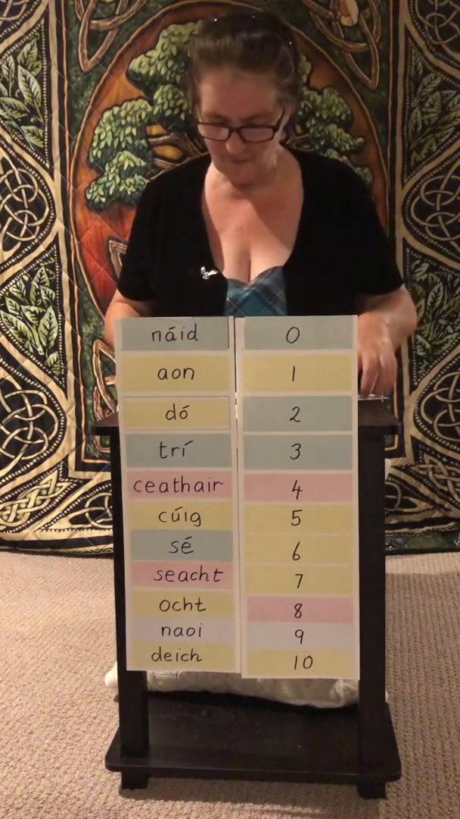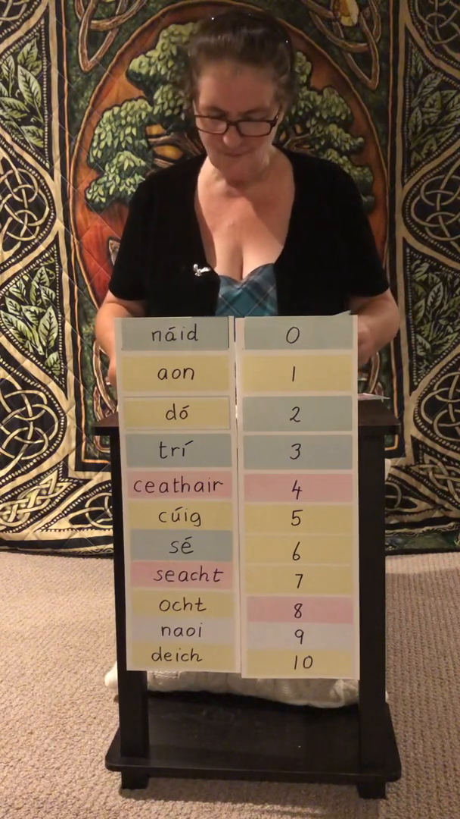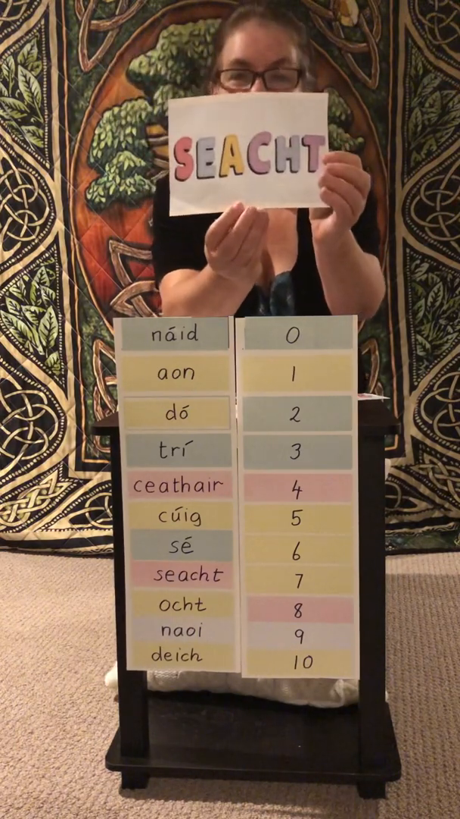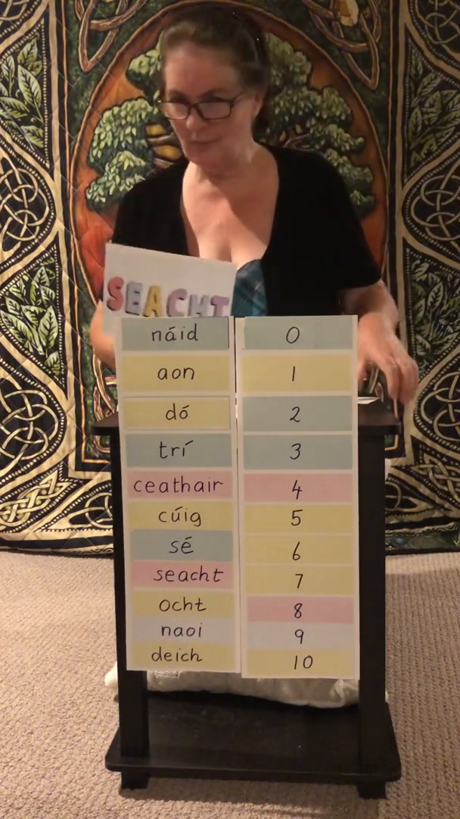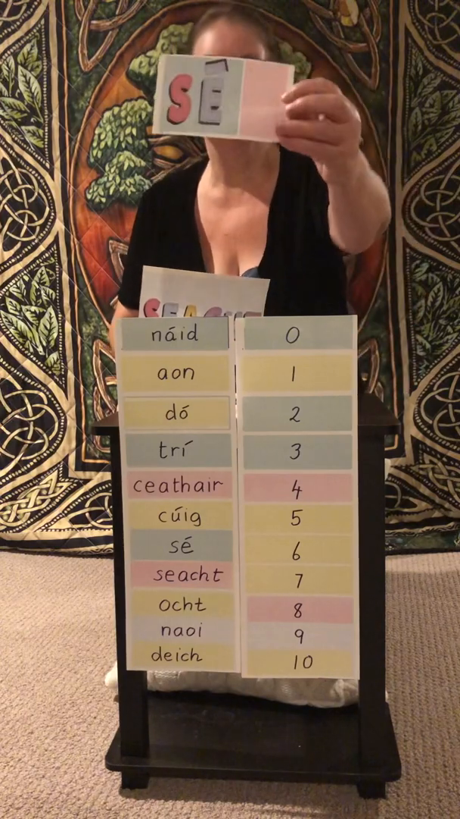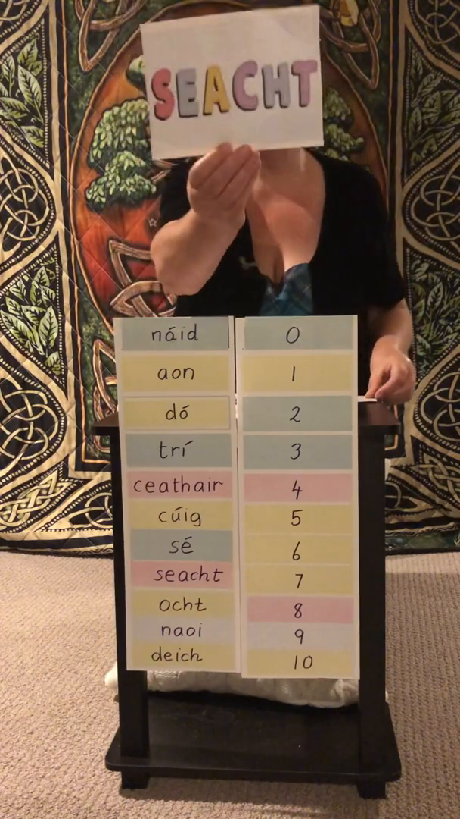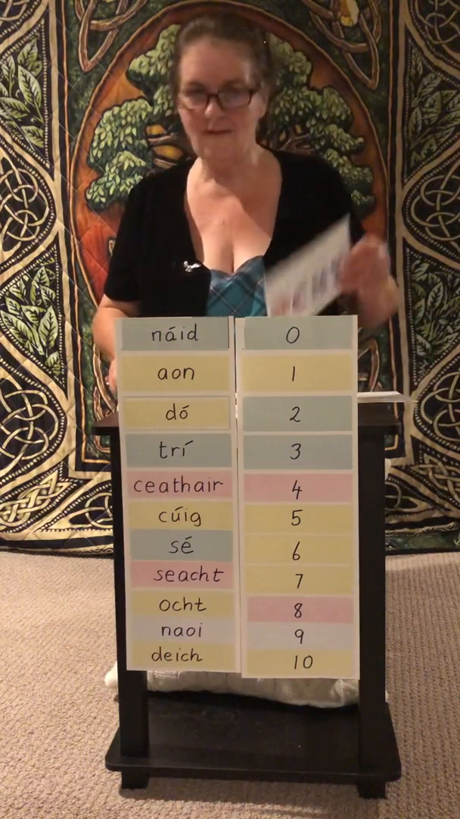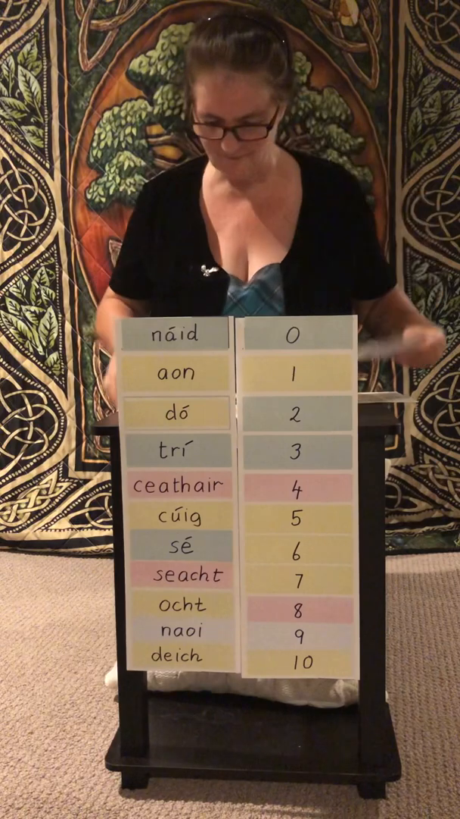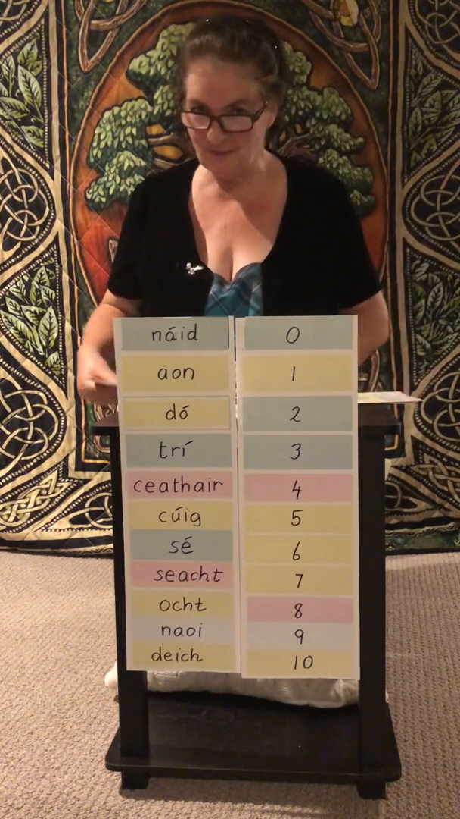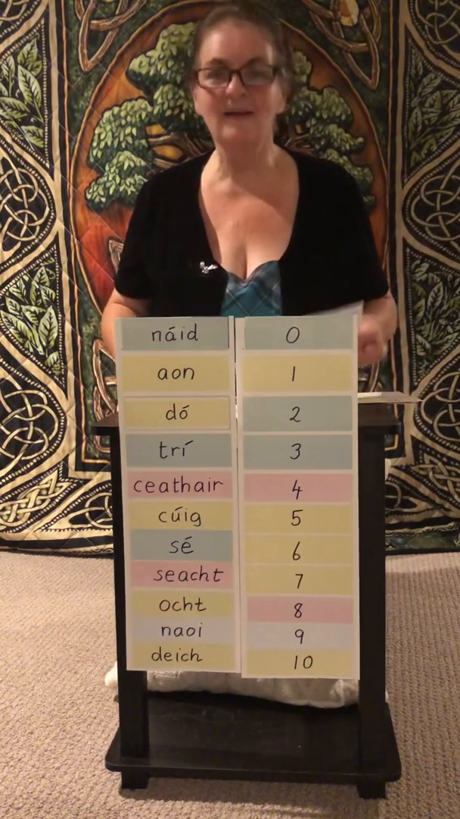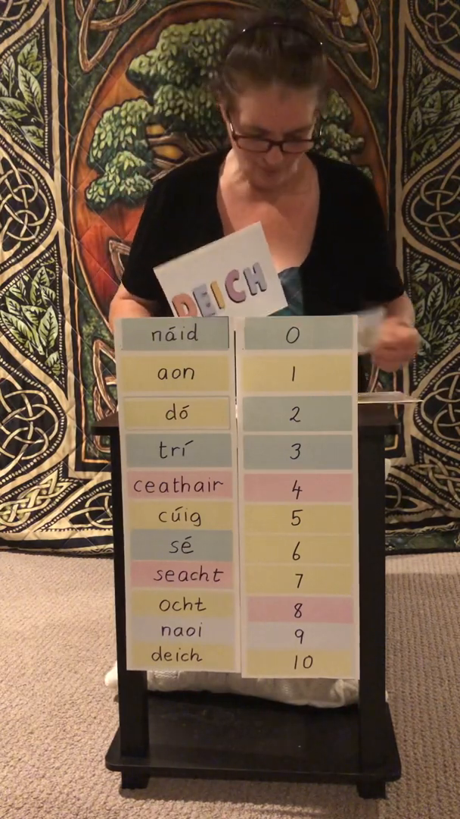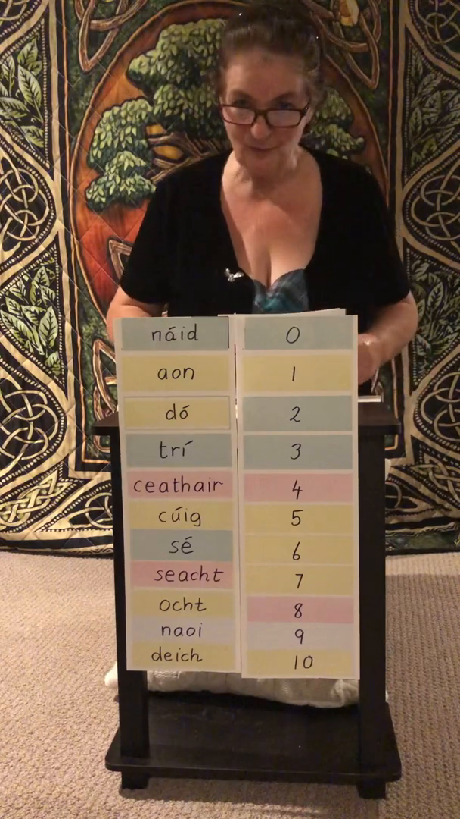Okay. 7 was easy. Don't tell me you forgot it because I will be shocked. What was number 6 again? Shay. Schacht, 7. What was 8? Ocht. And do you remember the ones we started with? Because I need to remember those 2.